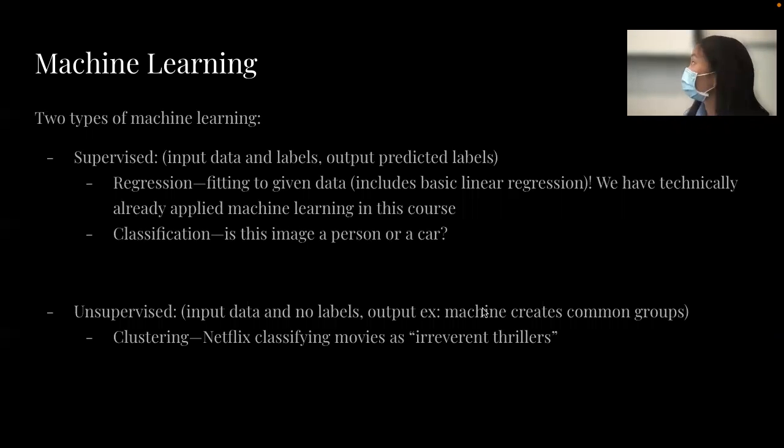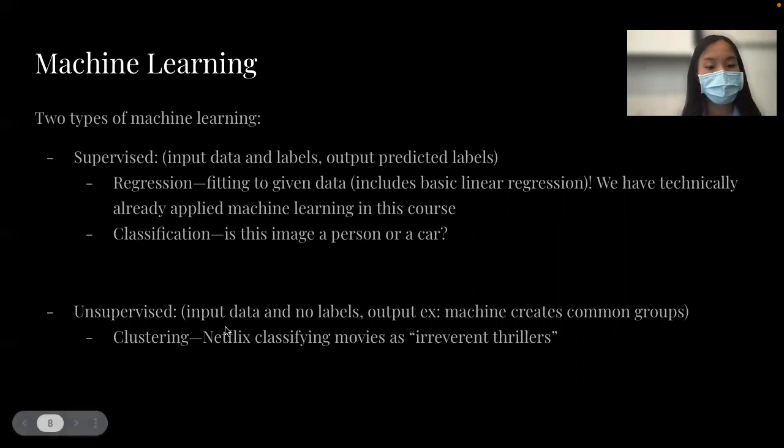Okay, so with supervised machine learning, the main example we've seen so far is regression. Everything we've done with linear regression and using SciPy curve fit are all examples of supervised machine learning. So we've all technically used machine learning already, which is pretty cool. And then classification is more self-explanatory. It's an example of the computer being given lots of images that are labeled, like this is a person, this is not a person. And then from there, it can classify another image. Is this image a person or a car?